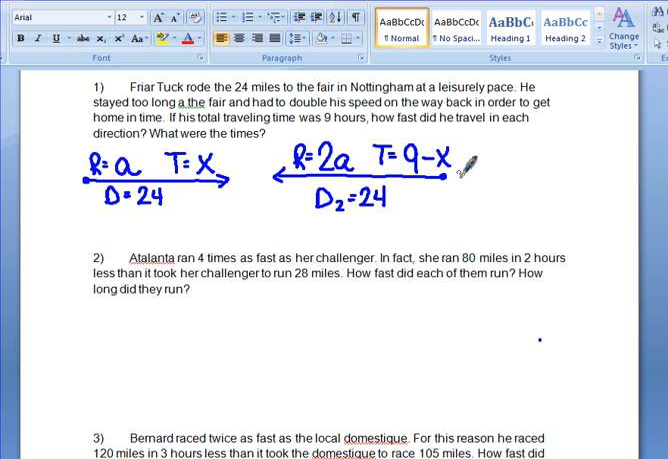Let's solve using the first little diagram over here. Remember, rate times time equals distance. So this equation is going to be A times X equals 24. On this side, we're going to have 2A times 9 minus X, which is also equal to 24.